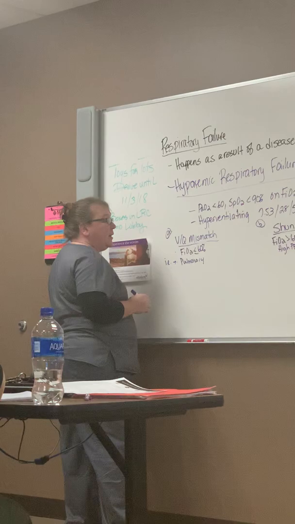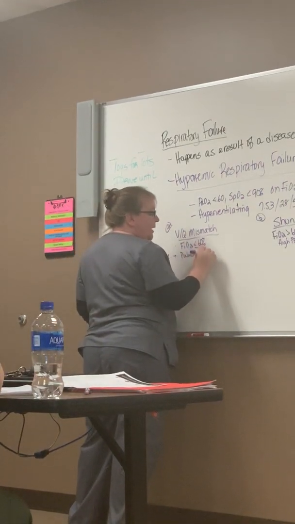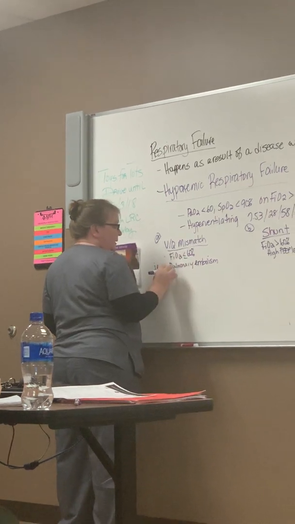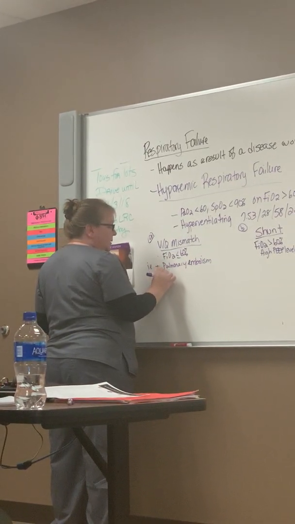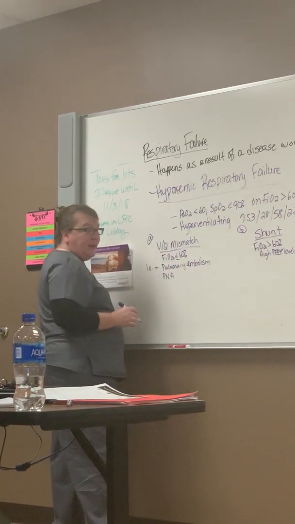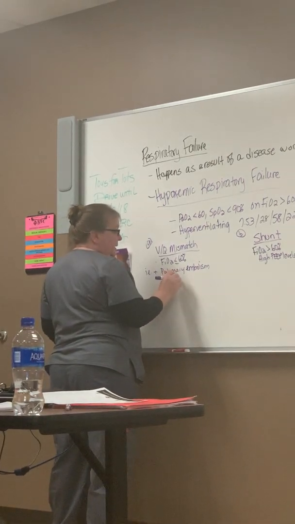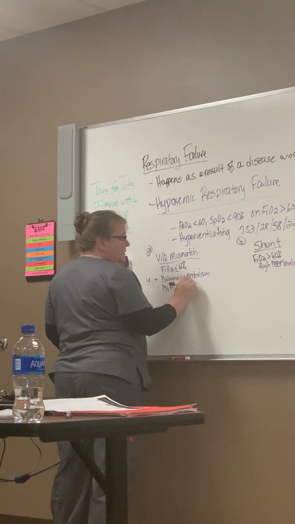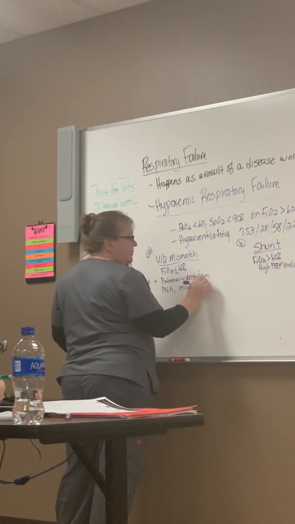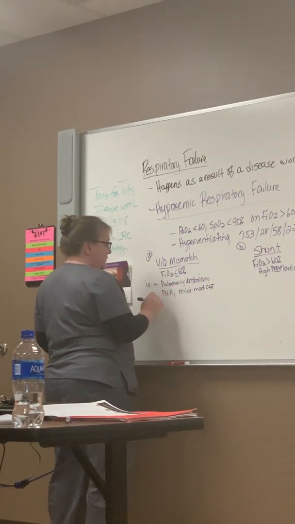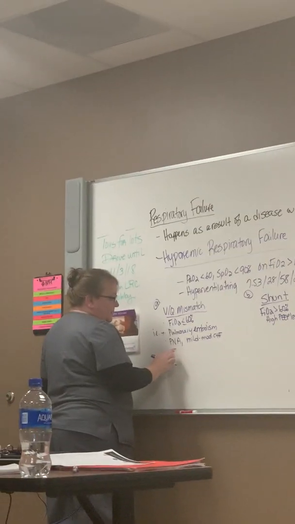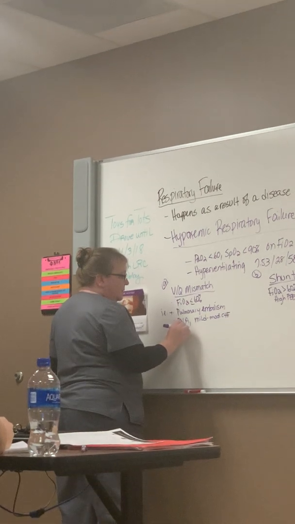Examples of things for VQ mismatch: pulmonary embolism. Pneumonia, which we abbreviate PNA. Mild to moderate CHF. COPD. I'm not going to list that one under there. Asthma.